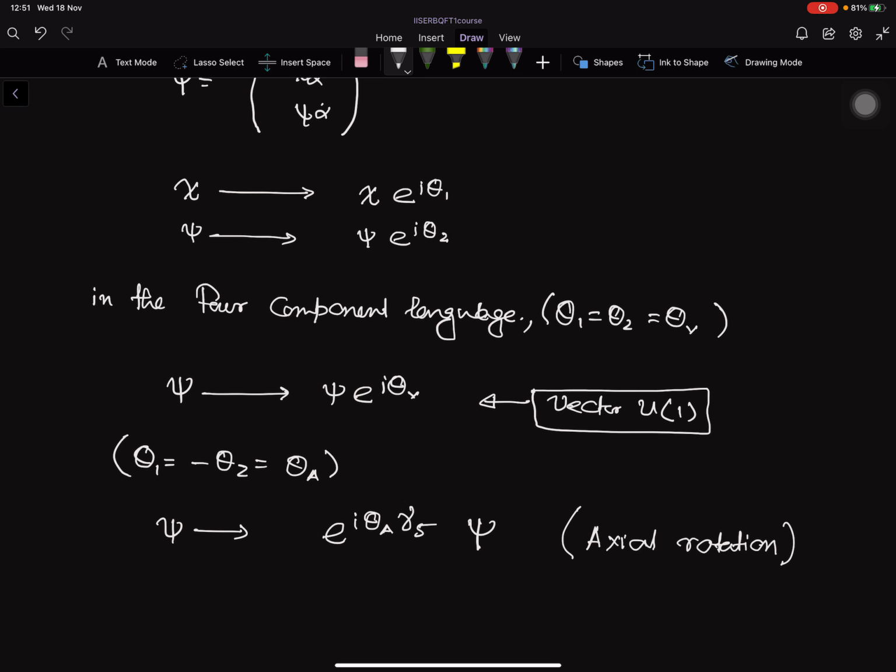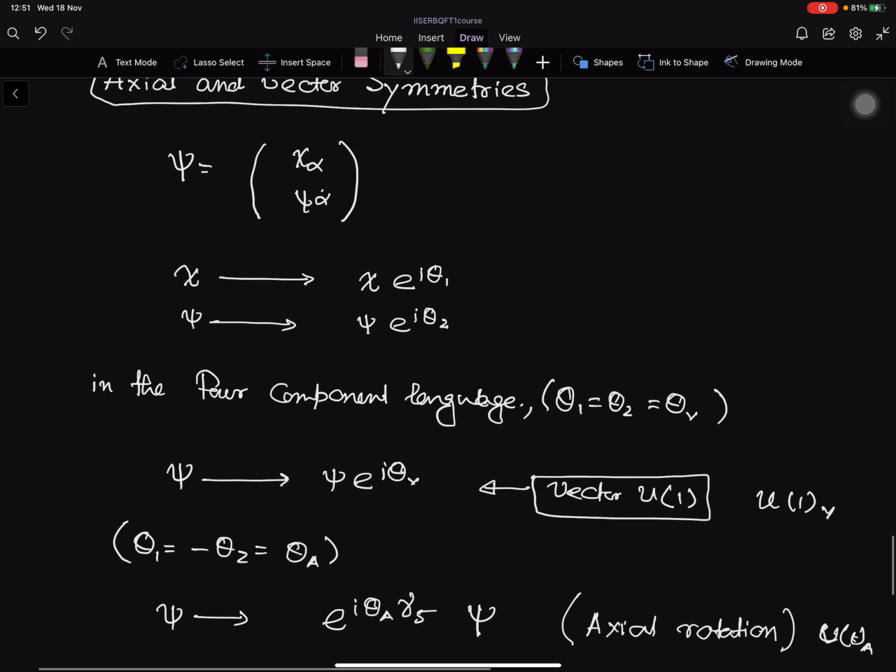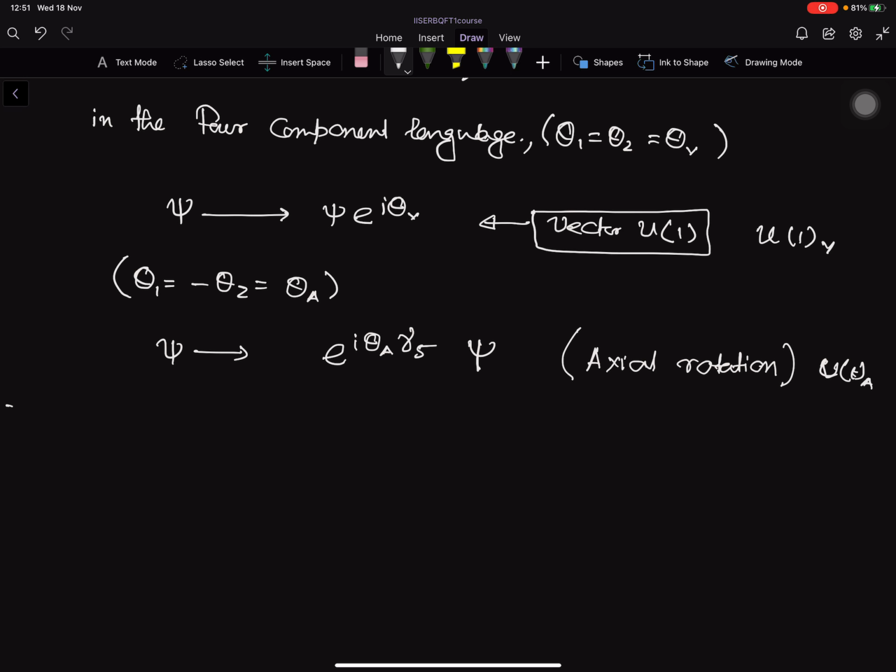So this is usually called u1v and this is called u1a. When we construct the action later, you will see that this plays a very important role, as it gives rise to symmetry and conserved quantities. But basically, in the two component notation, this is just how the two component spinors transform if we try to rotate them.